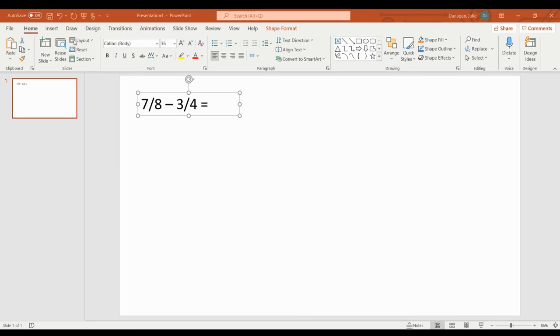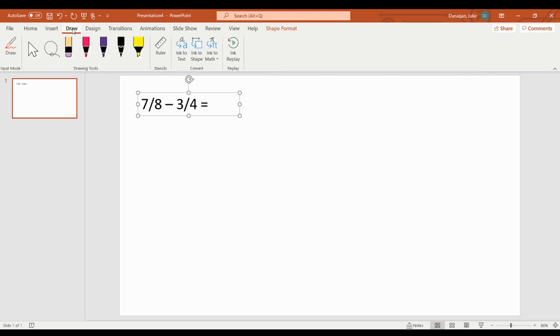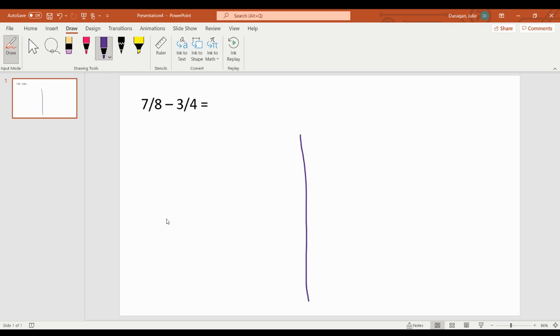So when we are subtracting fractions, just like when we're adding fractions, we need to make sure we have a common denominator. So we need to look at our bottom number for each fraction and ask ourselves, are they the same? Well, 8 and 4 are not the same, so we need to find our common denominator before we can subtract.